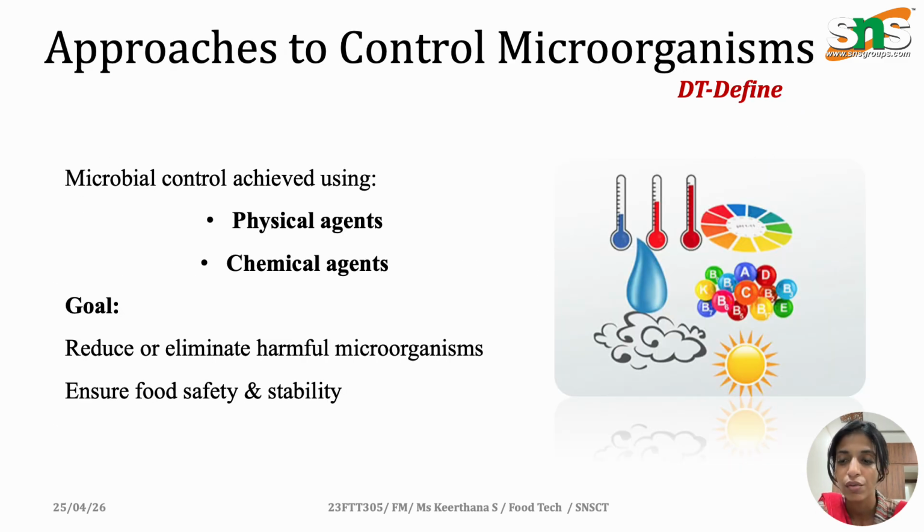Approaches to control microorganisms. There are two main approaches. One is the physical agent, the other one is the chemical agent. So the goal is basically simple: reduce or eliminate harmful microorganisms, and the other one is to ensure food safety and stability.